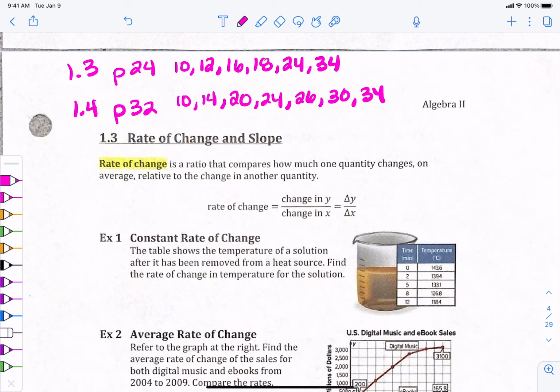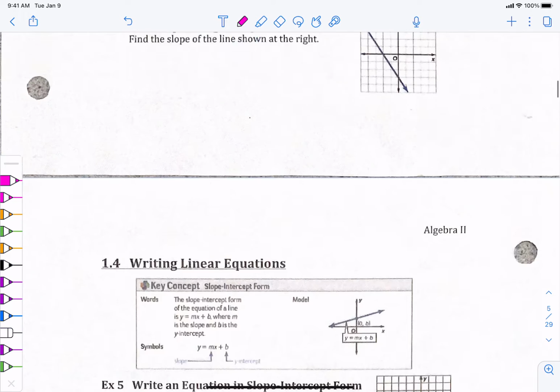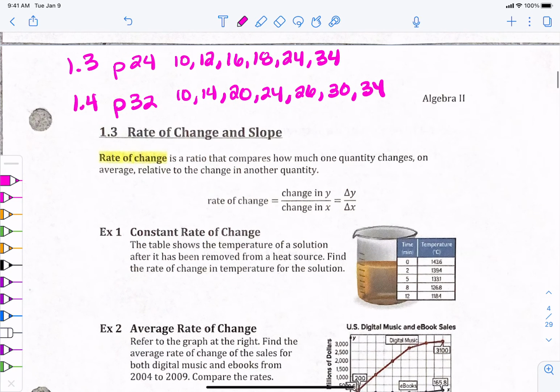This is the video for section 1.3 and 1.4. 1.4 is on the back side of this notes page. We're going to do both of them together because they are fairly easy sections, but this is kind of a long section after we do both of them together, okay?